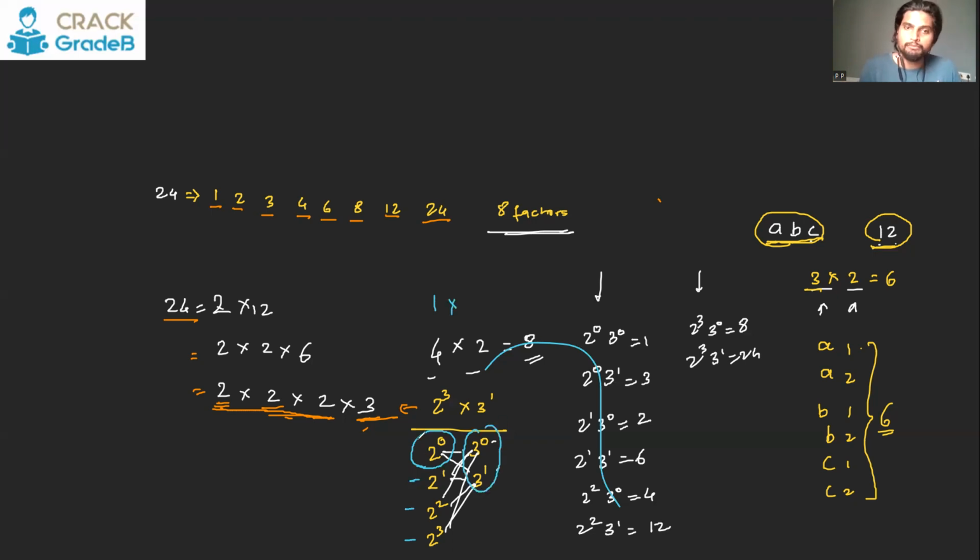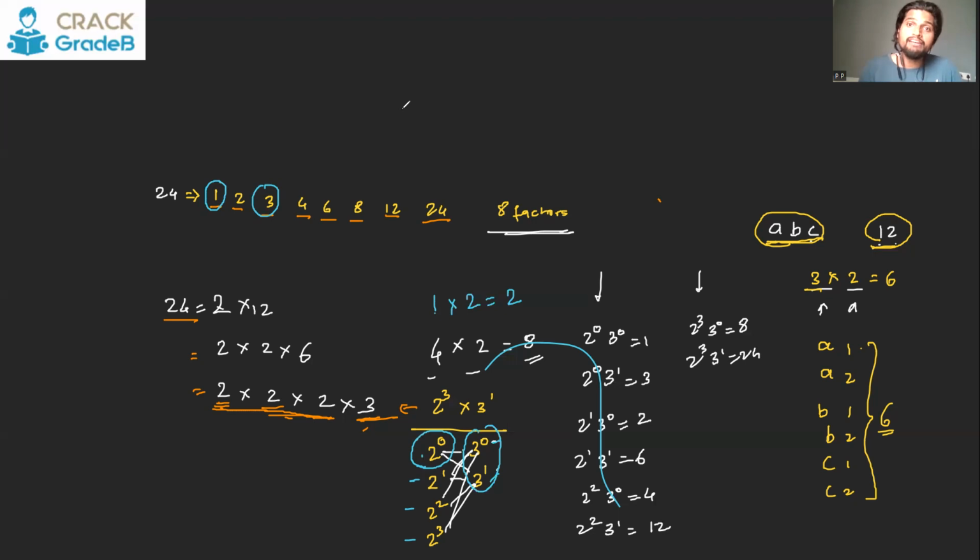So one choice from 2, that is 2 raised to power 0 only we have to pick, and 2 choices from 3. So 1 against 2, there will be 2 total combinations. That means 2 odd factors. So as you can see, 1 and 3, there are 2 odd factors.